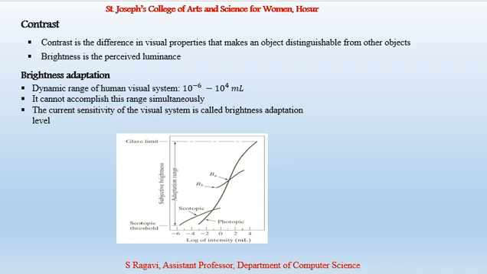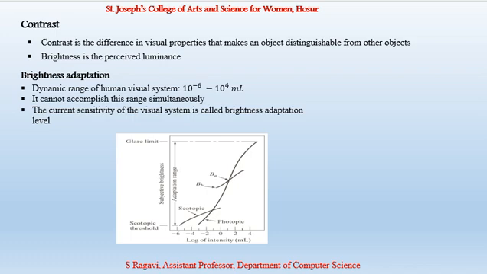Next, brightness adaptation. At a given time, the human eye can discriminate only a smaller range, which is called brightness adaptation. The dynamic range that the human visual system perceives is from 10 to the power minus 6 to 10 to the power 4, but it cannot accomplish this range simultaneously. The current sensitivity of the visual system is called the brightness adaptation level.